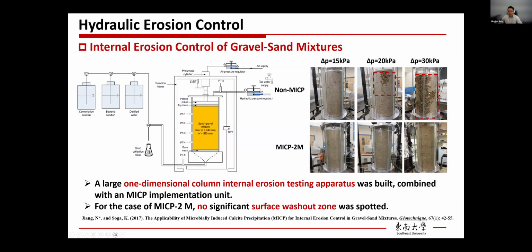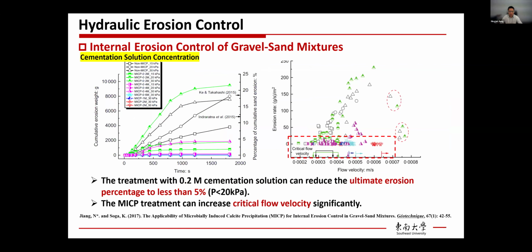So obviously, when the hydraulic pressure is like 30 kPa, in the non-treated samples we can see a lot of erosion on one side. But for the MICP treated samples, no erosion at all. So that's quite evident from the visual observation. Then I did a further investigation.